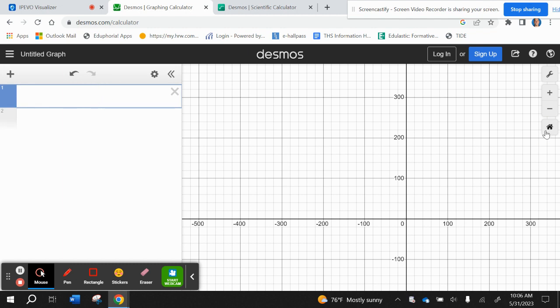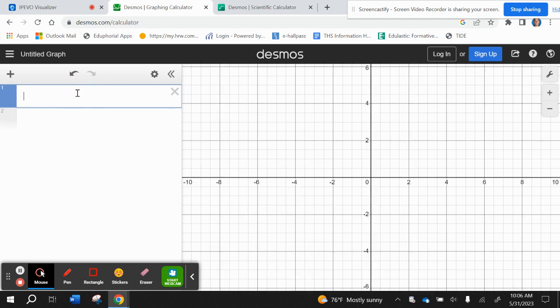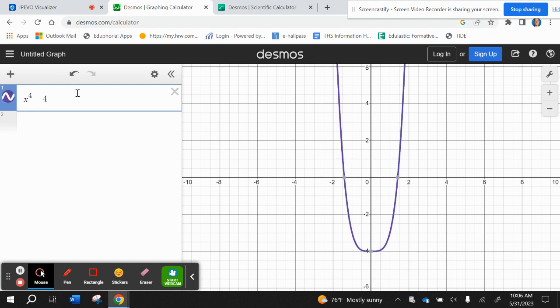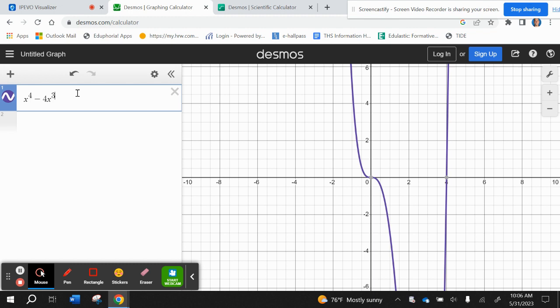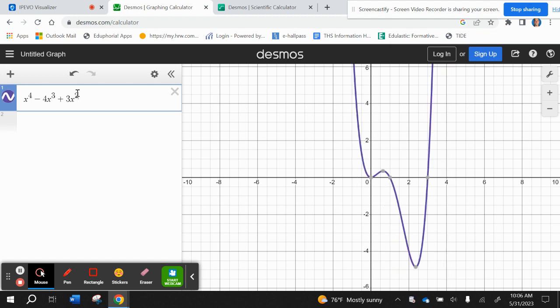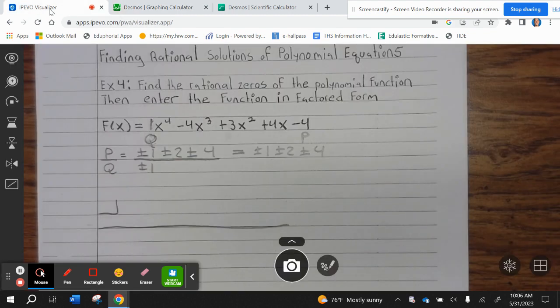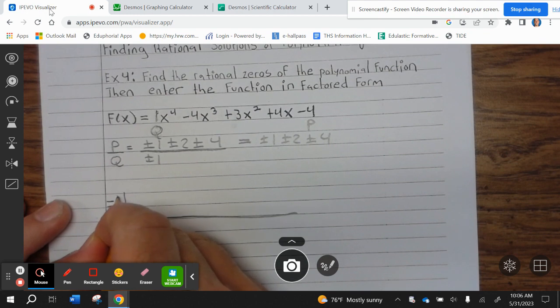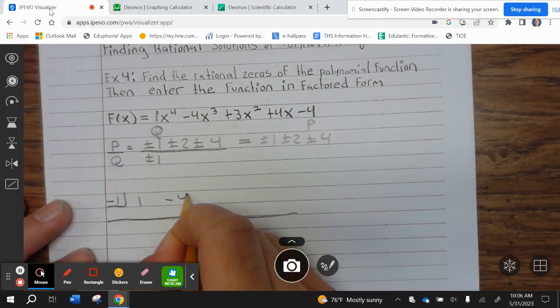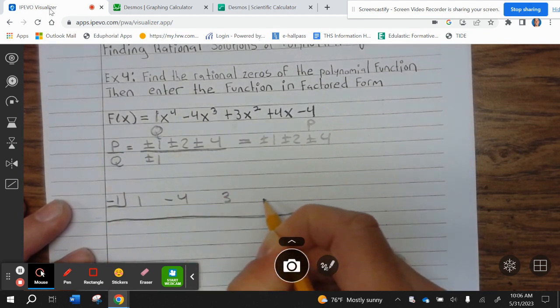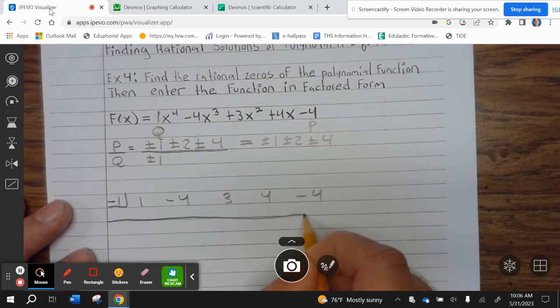Let's graph x to the 4th minus 4x cubed plus 3x squared plus 4x minus 4. Let's start with negative 1, because we know that's a 0. Bring down the 1, bring down the negative 4, bring down the 3, bring down the 4, bring down the negative 4.